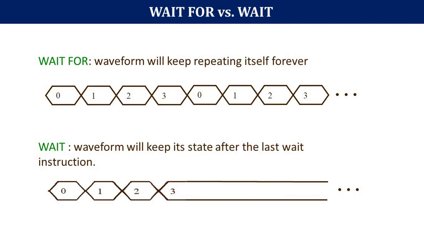You can see here, when the wait for statement is used at the last, the waveform will keep repeating itself. Means after generating the results 0, 1, 2, 3, again it will start from 0, 1, 2, 3. The process is continuously in a loop. Once the process is completed, execution goes to the beginning of the process, again it will perform the operations, again it will apply the stimuli generating the results.